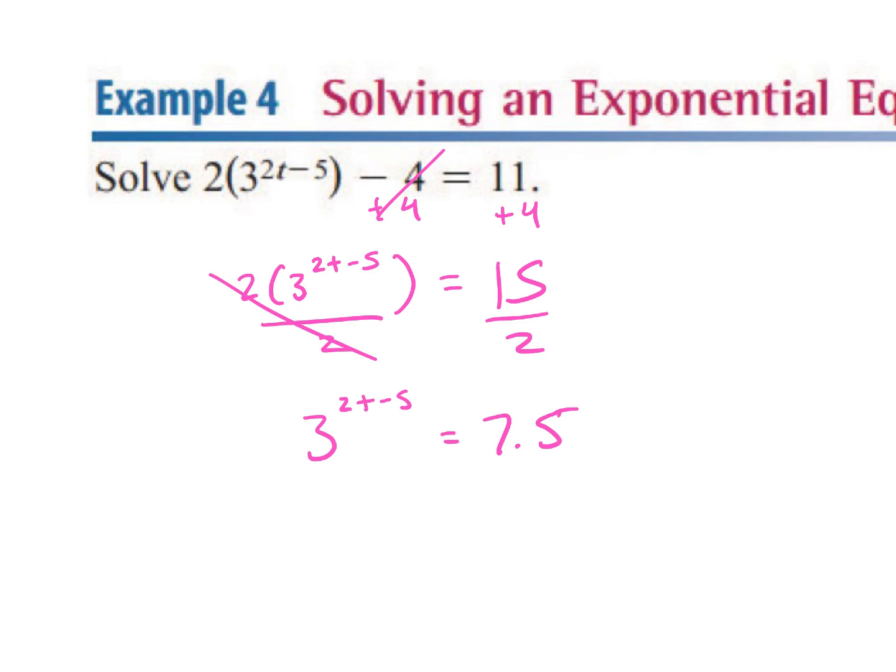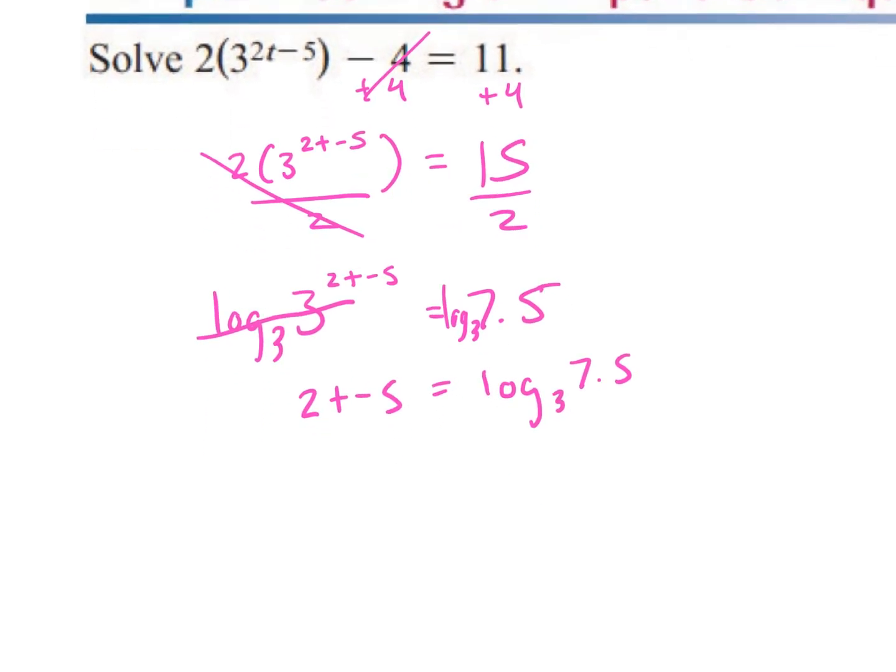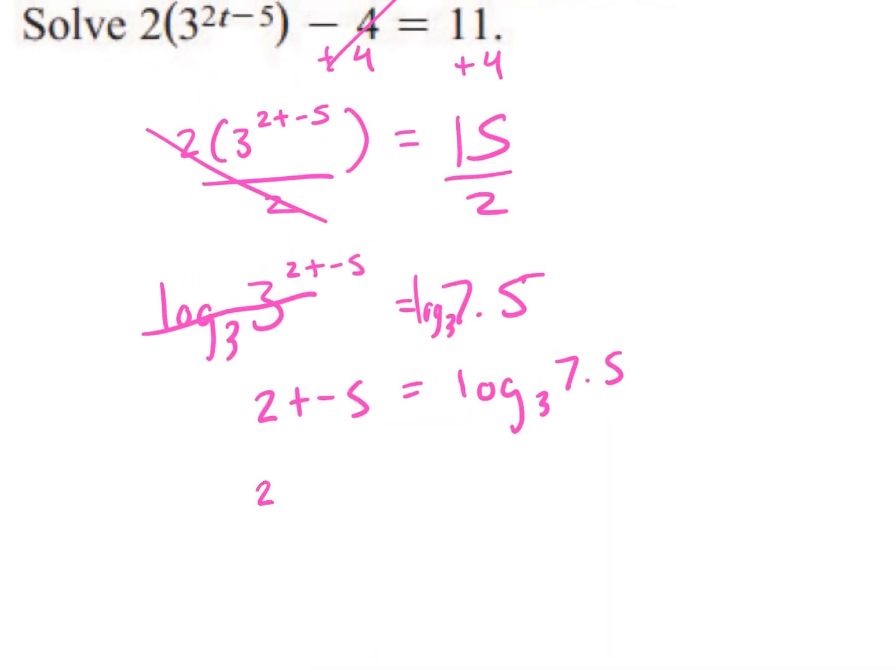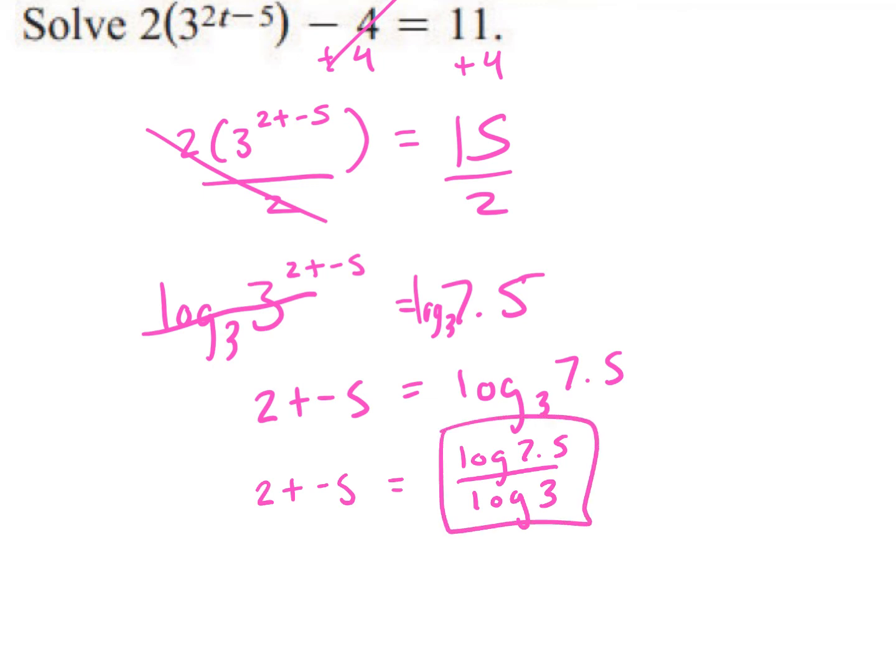And how can I get that t from out of the exponent? I can do log base 3 on both sides, because the log base 3 of 3 cancels. So I have 2t minus 5 is equal to log base 3 of 7.5. How do I find what log base 3 of 7.5 is? Awesome. Log of 7.5 divided by log of 3. So what do you get when you put this into your calculator?